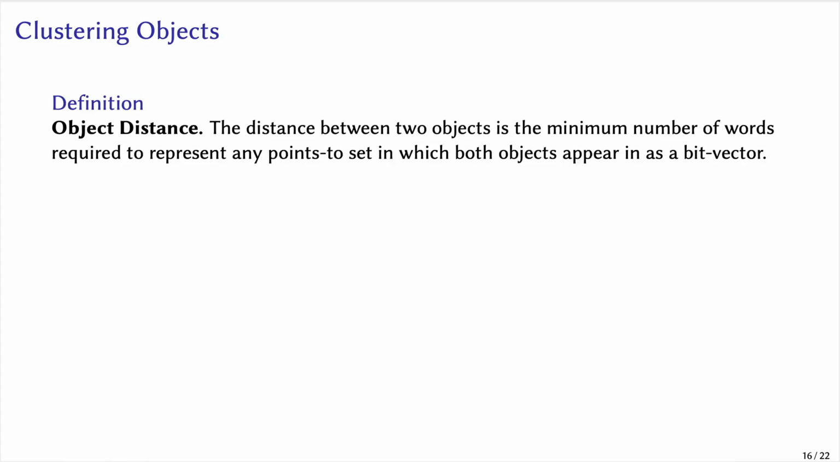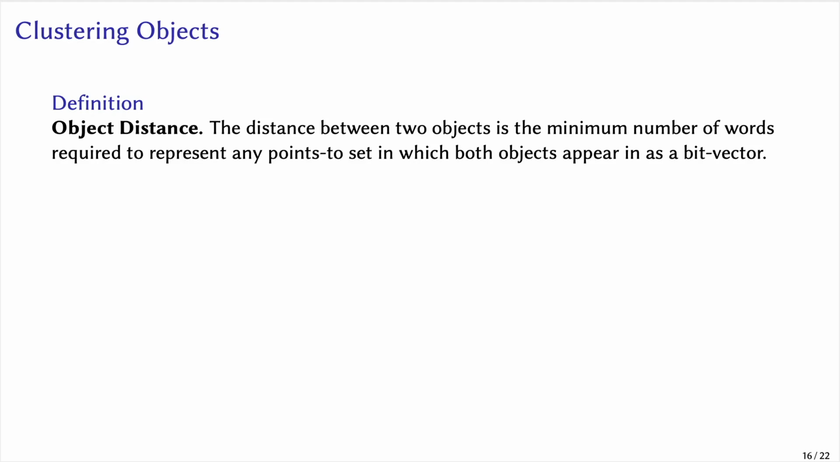Those were just points on a plane. Let's now apply this to the objects in the PointsTo sets of the auxiliary analysis. We first need to define the distance between two objects. We define it as the minimum number of words required to represent any PointsTo set in which both objects appear in as a bit vector. That is, the size of the smallest PointsTo set they both appear in, the best case scenario.